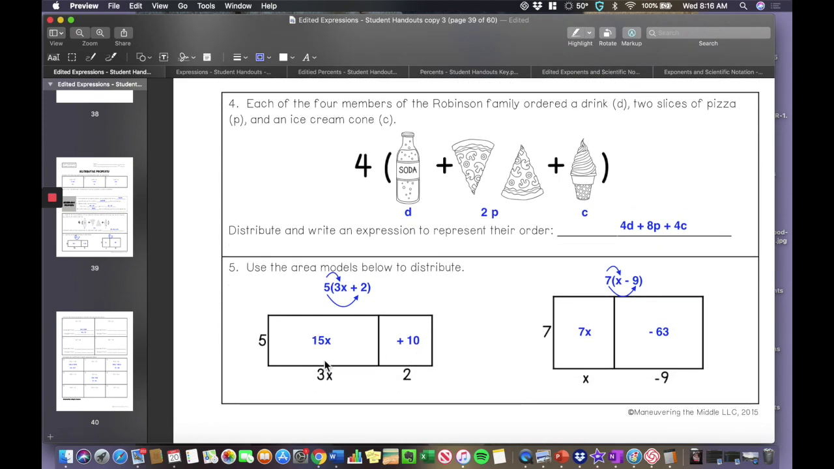So we can use these area models below to show the distribution. So right here I have 5 being distributed to 3x plus 2. So in parentheses down here, I represented the 3x and the positive 2. And over here, on the long side, I have my 5. So I can take my 5 and multiply it by 3x, which is going to give me 15x. So I have 5 times 3x is 15. And then I can take my 5 and distribute it to the 2. So I have 5 times 2. 5 times 2 is a positive 10.